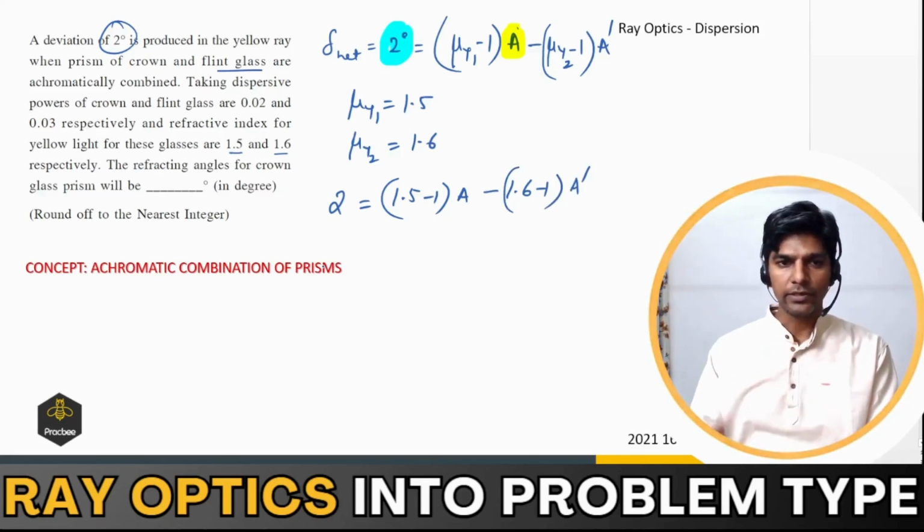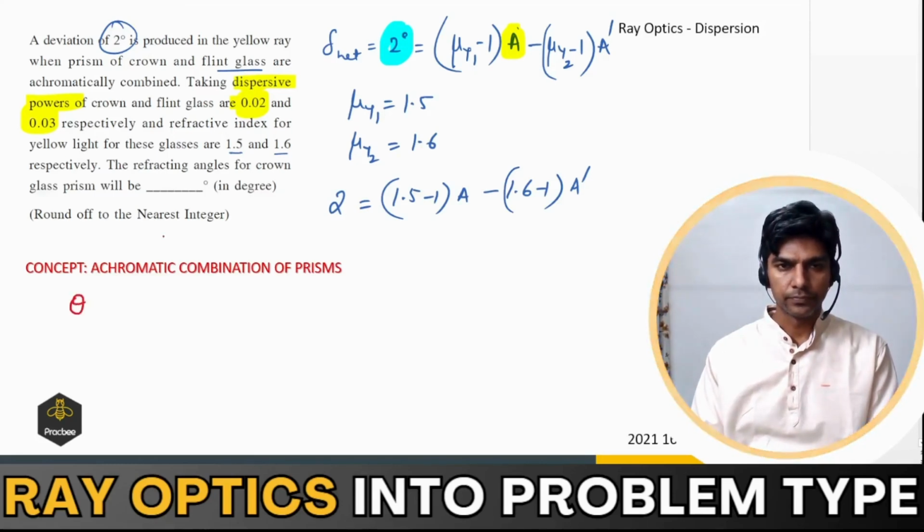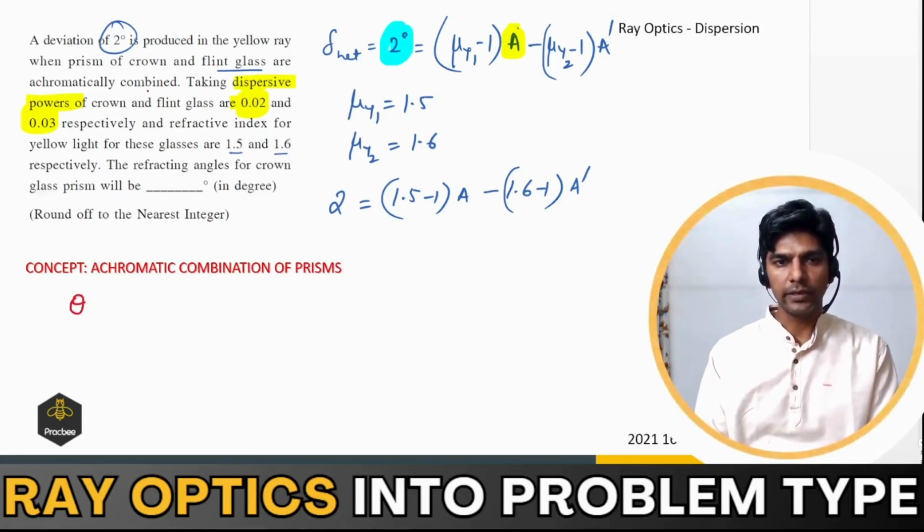And the other relation we will get by using the concept of dispersive power. So it is given as 0.02 and 0.03. So what is dispersive power? So theta, and it's an achromatic combination, right? So we can say theta 1 will be equal to theta 2.